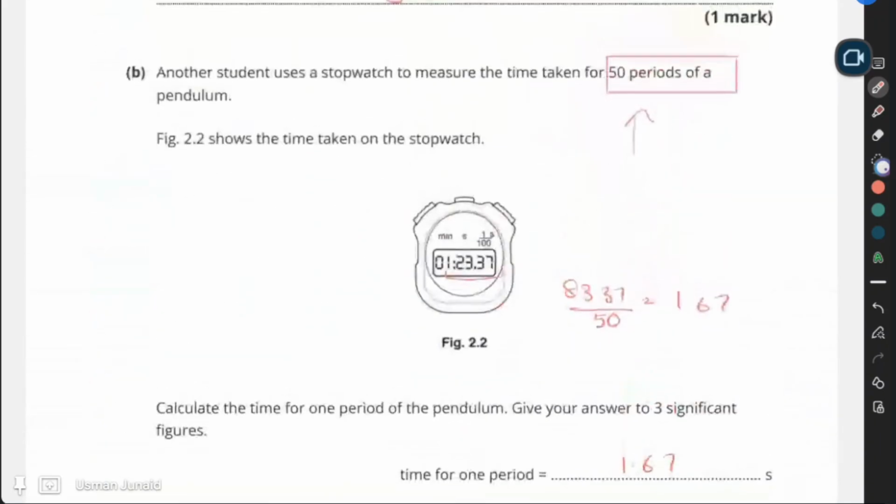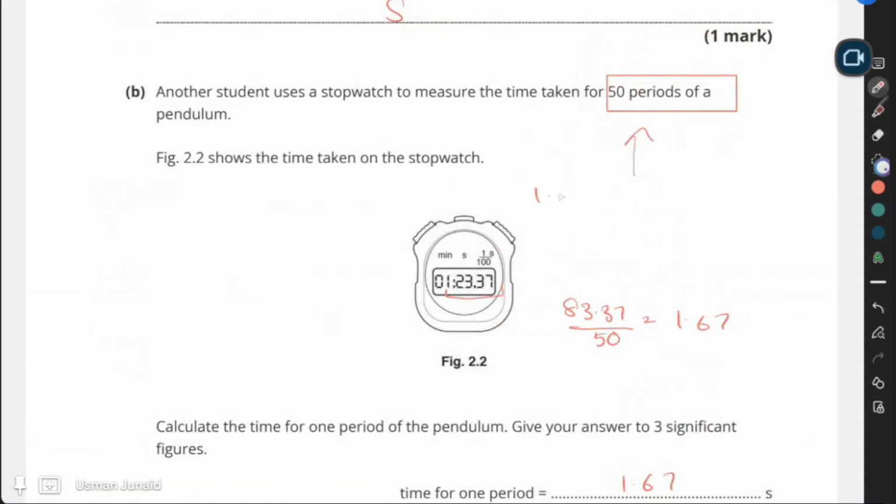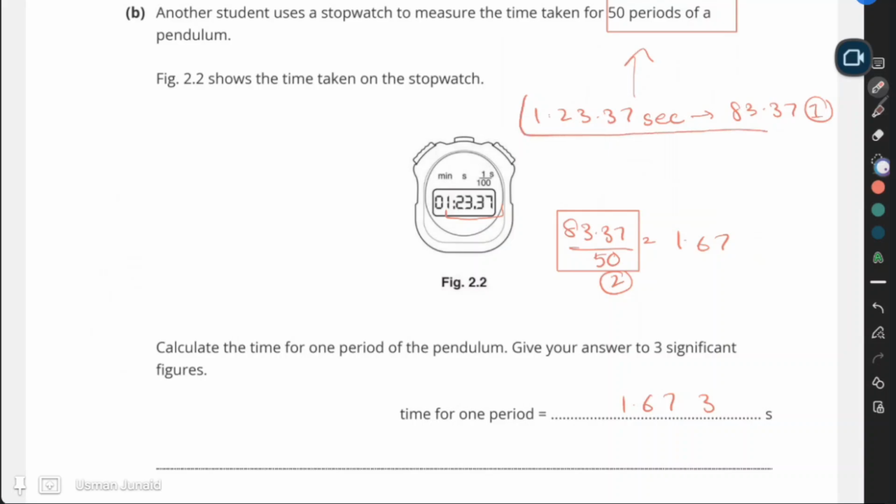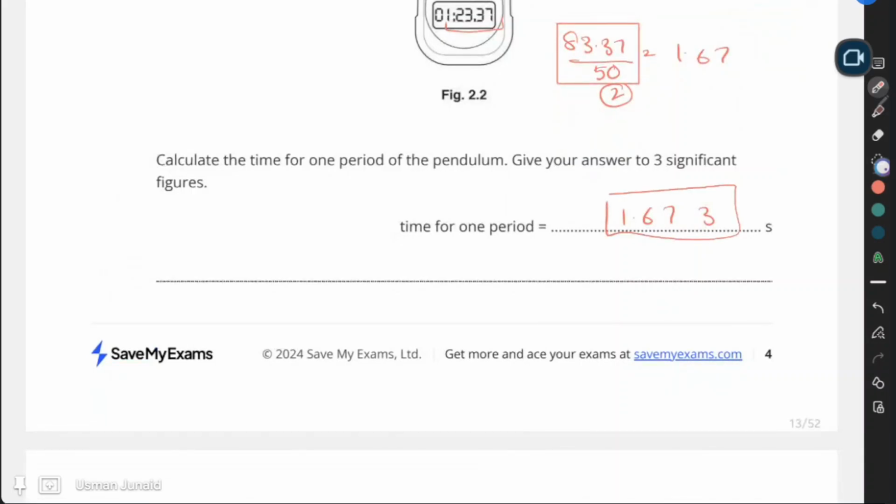So here, the first thing that you'll do is convert 1 minute 23.37 seconds to 83.37, which will give you 1 mark. Making this fraction, this conversion, will give you the second mark, and this will give you the third mark, which is the answer, 1.67.